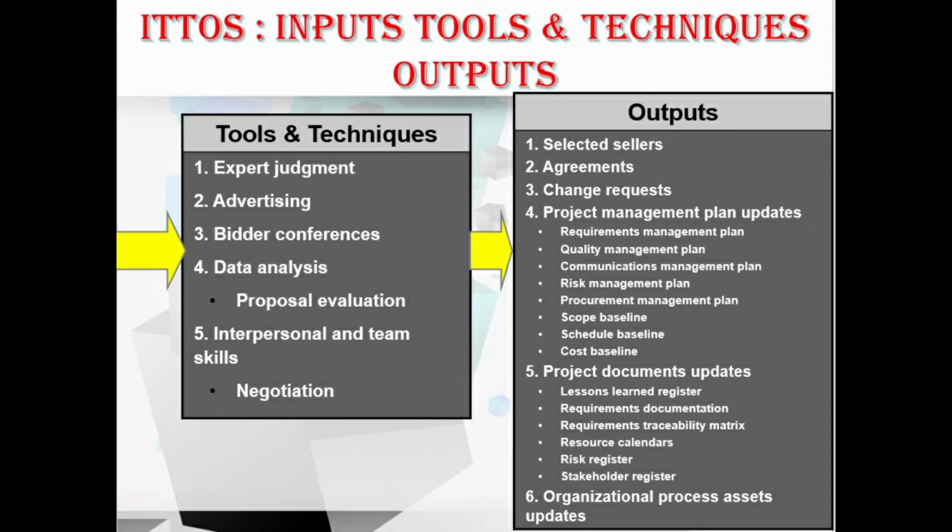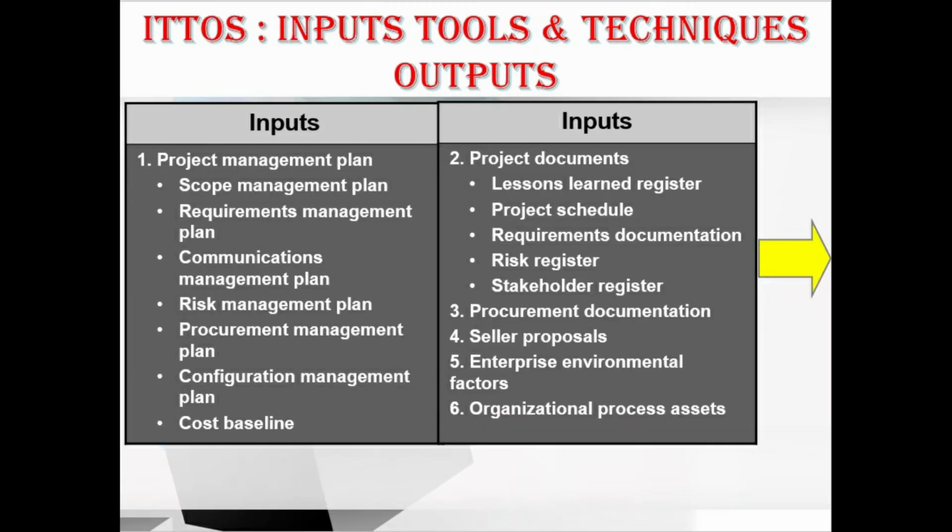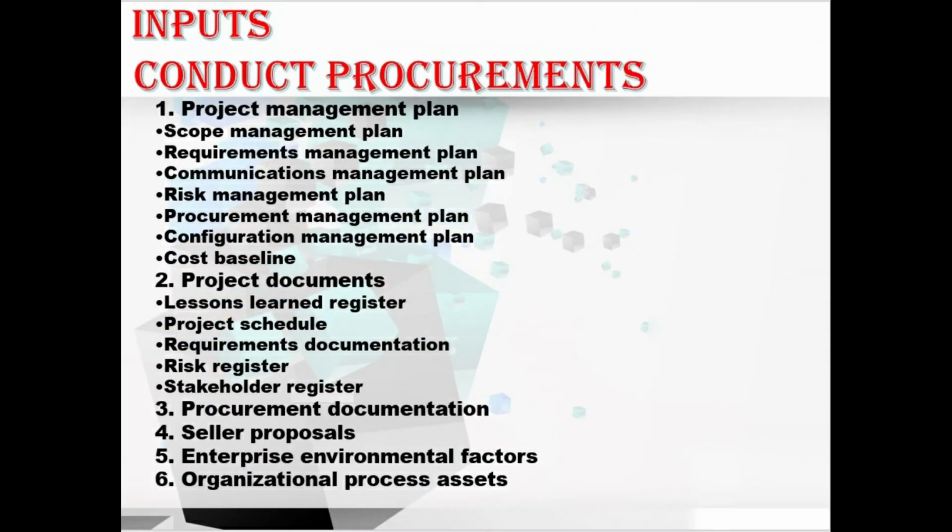Let's discuss in more detail about these ITTOs, starting with the first inputs. In inputs, first we have the project management plan, which contains the scope management plan, requirements management plan, communication management plan, risk management plan, procurement management plan, configuration management plan, and cost baseline. Let me explain one by one.